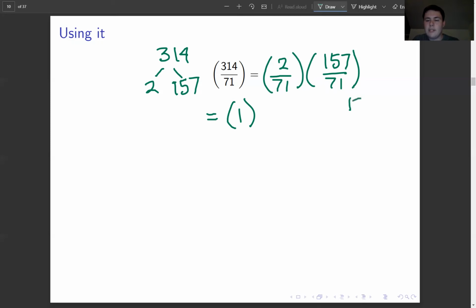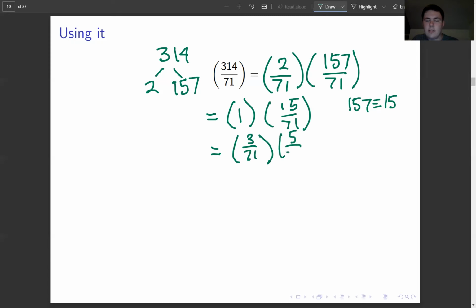So 157, you can check, is equivalent to 15 mod 71. So this is 15 over 71. And we can again decompose into its prime factors, 3 over 71 times 5 over 71. And now we can really use that third part of quadratic reciprocity, the really elegant part, which tells us that 5, because 5 is 1 mod 4, we can flip over the Legendre symbol and get the same answer.